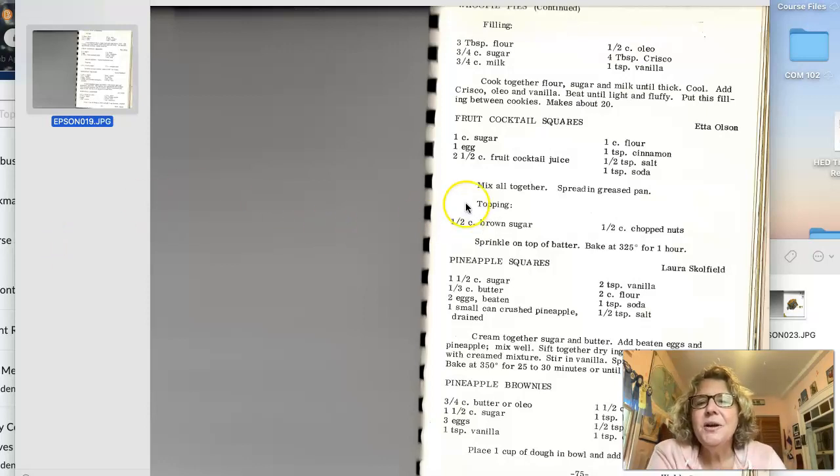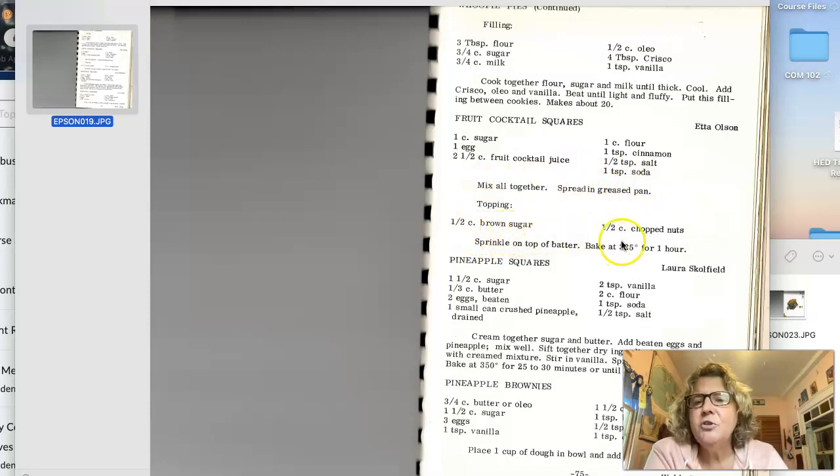Point number two, keep all of your ingredients or things that you need in one place. Here I might be saying, I'm going to make Etta Olson's fruit cocktail squares. I have all these ingredients and I start and I mix it all together. I'm already in trouble because there's a lack of precision here. I have no idea what size grease pan, but say I figure that out. And now I'm going to keep going.